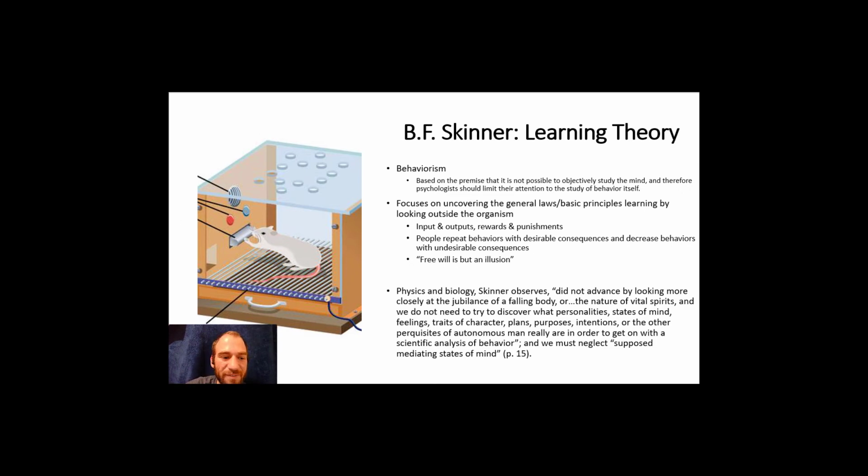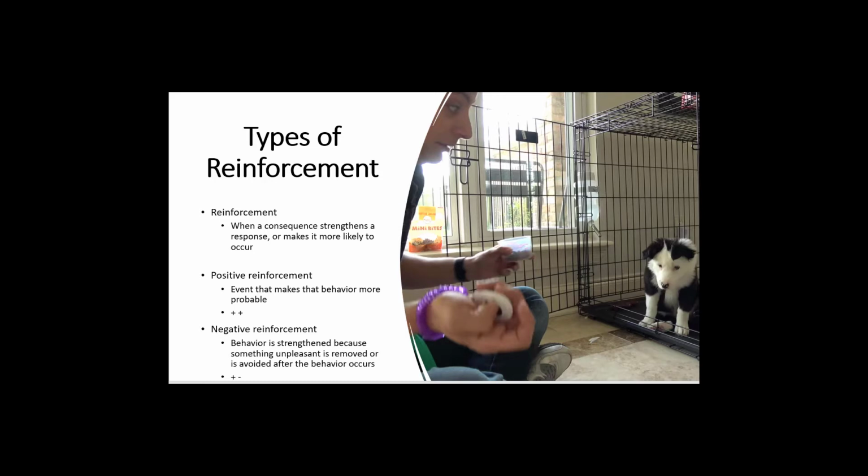So, types of reinforcement, and you'll see a video in the link if you're interested from Zach George, this dog trainer here. We have positive reinforcement and negative reinforcement. Reinforcement is when a consequence strengthens the response or makes it more likely to occur. So positive reinforcement is an event that makes that behavior more probable.